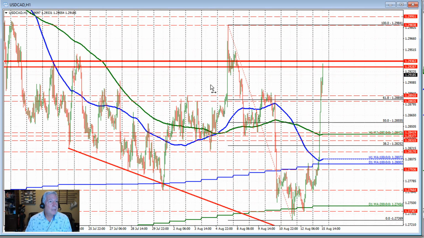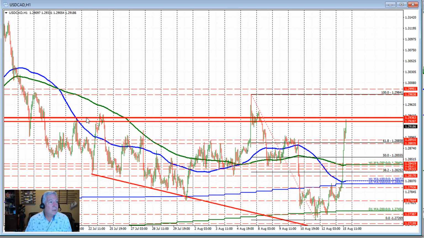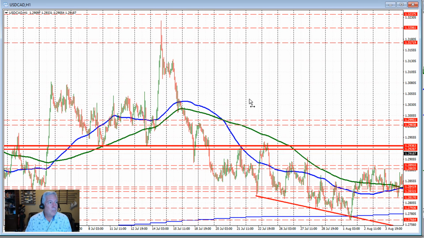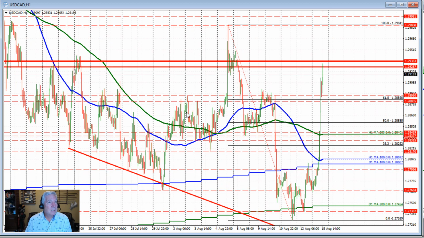If we go back in time and take a look at other levels through here, you can see some of the reasons why that area I have marked as a resistance target. Get above that level and it starts to put the pair in more of the extreme area here for that currency pair.